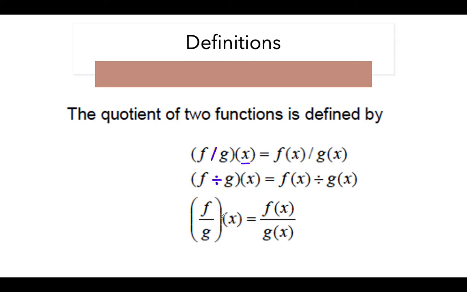And if it's with the fraction button like this, then you could separate it with a fraction as well, f of x, with the straight horizontal line, over g of x. So all three of them mean exactly the same thing, but division represented using different symbols.